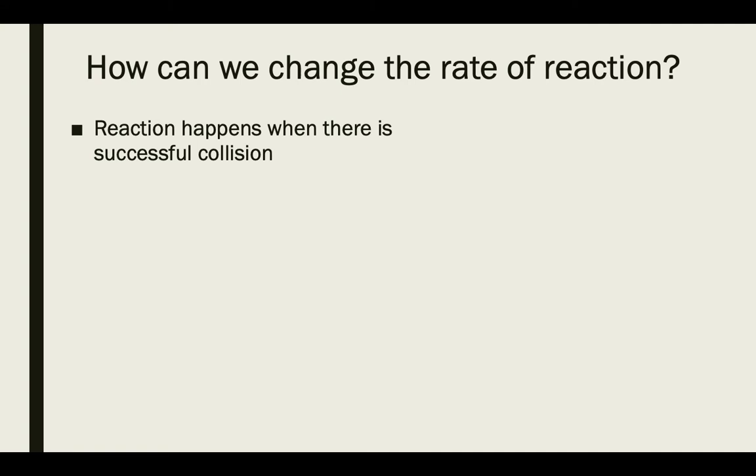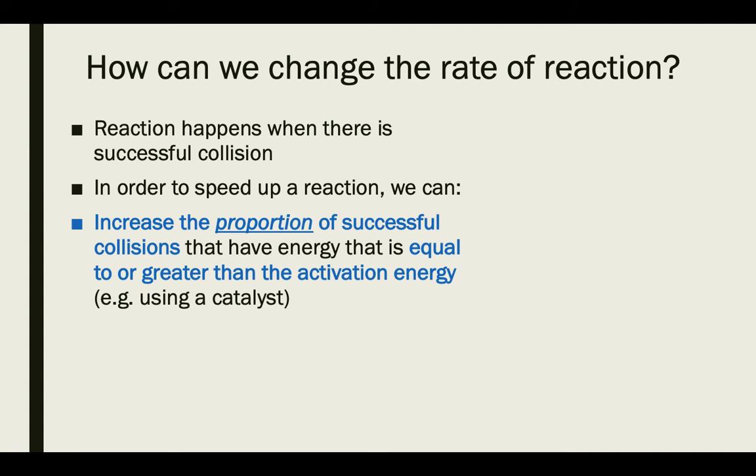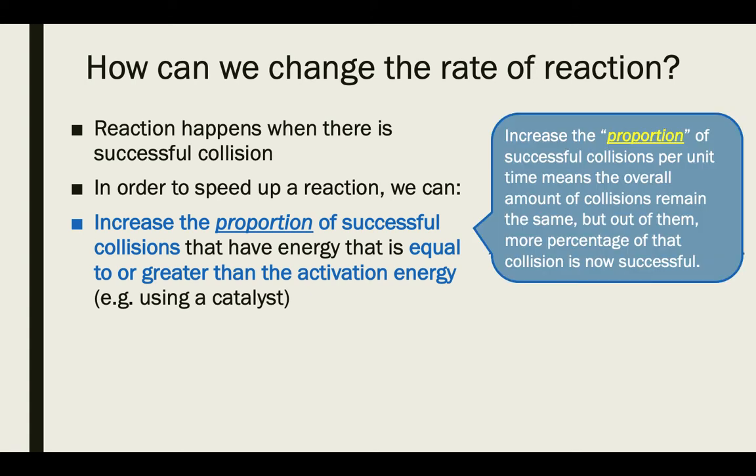So, reaction happens when there is successful collision. Okay? So in order to speed up a reaction, we could potentially increase the proportion of successful collisions that have energy equal to or greater than the activation energy by, for example, using a catalyst. Right? So here we're talking about increasing the proportion of successful collisions when we use a catalyst. That means that the overall amount of collisions per unit time remains the same. But out of them, a higher percentage of those collisions is now successful.